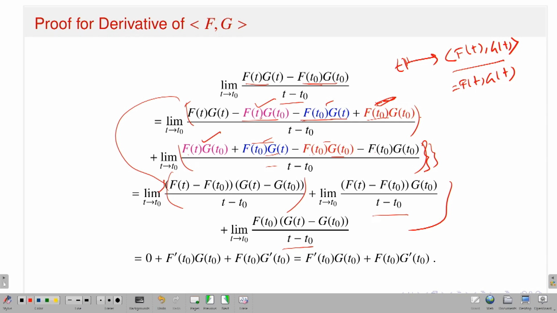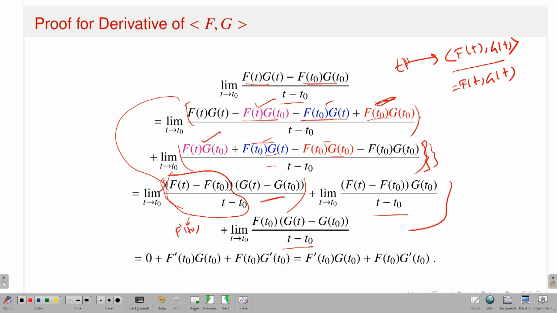But what is given? Capital F and capital G are differentiable, that means the limit as t approaches t₀ of (F(t) − F(t₀)) divided by (t − t₀) exists. Similarly, the limit as t approaches t₀ of (G(t) − G(t₀)) divided by (t − t₀) exists. Okay, then look at the first one, just take this object. This limit exists because capital F is differentiable and it will give you F prime at the point t₀.